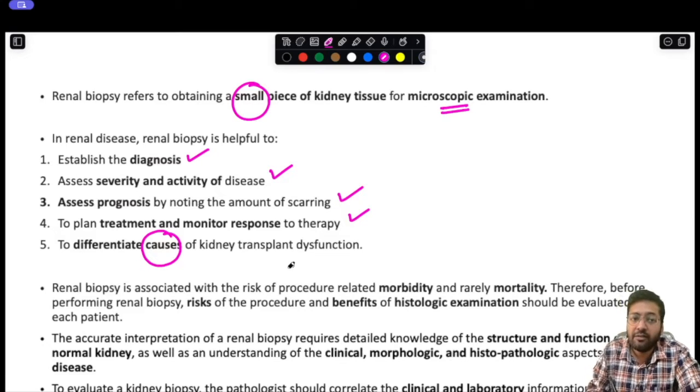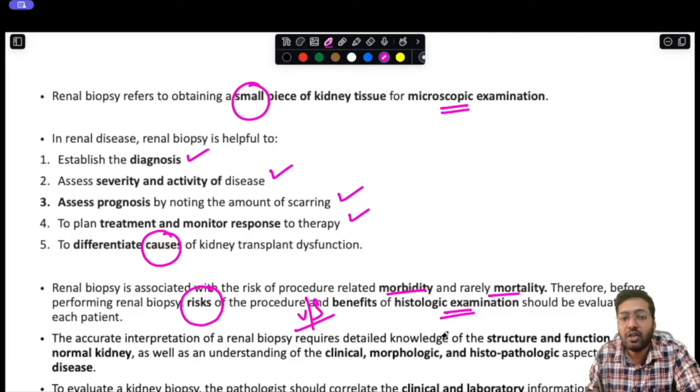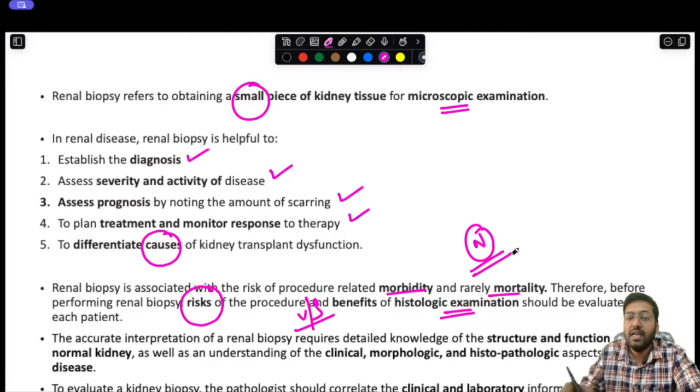Now always remember that renal biopsy is associated with a risk of procedure-related morbidity and rarely even mortality. Therefore, before you perform a renal biopsy, the risk of the procedure versus the benefits of histological examination should be evaluated for every patient. Now, the accurate interpretation of renal biopsy requires a detailed knowledge of the normal structure and function of the kidney. We have already discussed the normal structure and function of the kidney in our previous lecture, so please refer to those lectures. And not only that, we need to have a basic understanding of the clinical, morphologic, and histopathological aspects of the renal disease that we are suspecting as well.